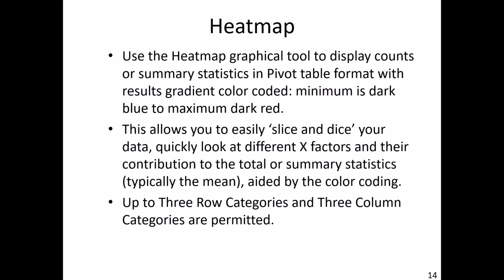Now, heat map. The heat map is a graphical tool that is used to display counts or summary statistics in pivot table format with the results gradient color coded. The minimum is dark blue and the maximum is dark red. This allows you to easily slice and dice your data, quickly look at different X factors and their contribution to the total, or summary statistics like the mean, aided by the color coding. Up to 3 row categories and 3 column categories are permitted.